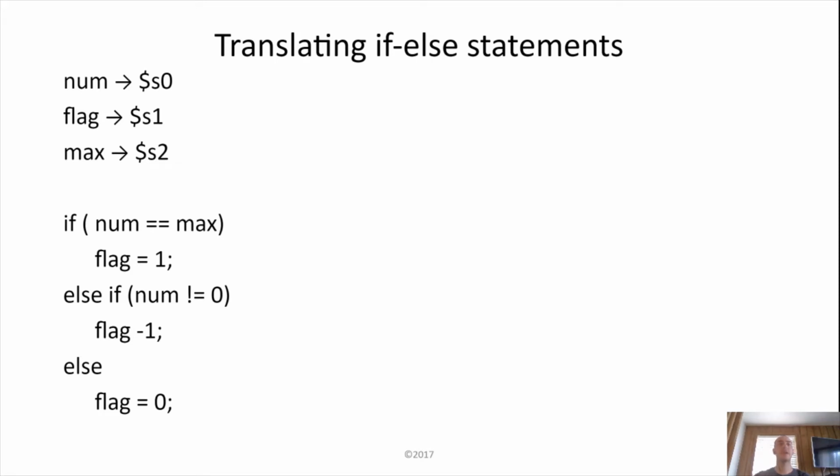All right, so here we have an if-else statement. There are two conditions and three statements, and one of them, the else, has no condition. So how do we basically translate this?